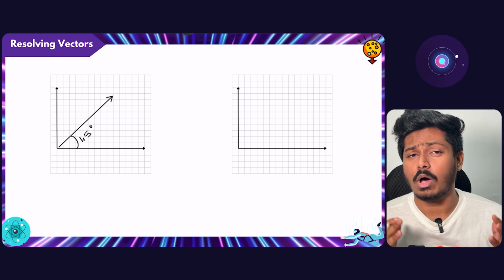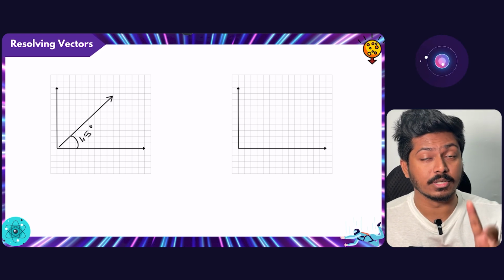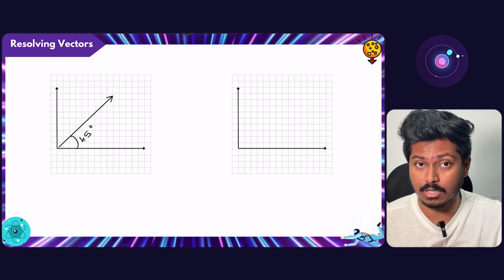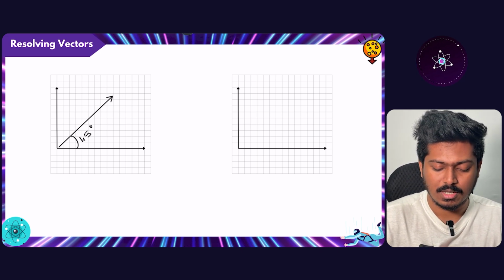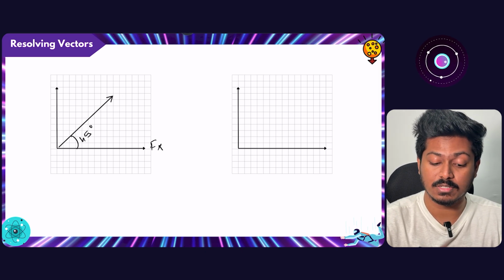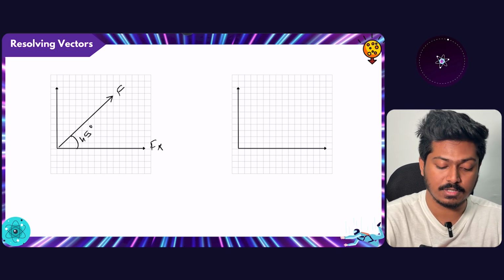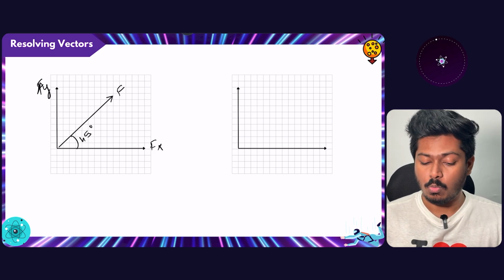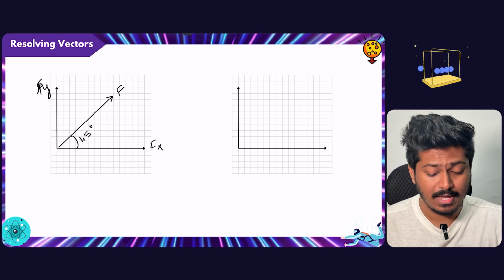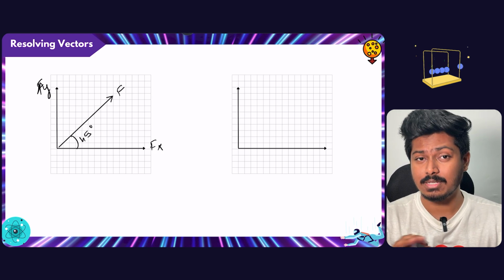The only thing that I need to understand is that a vector has two components, a horizontal component and a vertical component. What is a horizontal component? Something that's horizontal, right? So this, I can denote it as Fx. Let me call this vector F, so this would make it Fx, and the vertical component would be Fy.